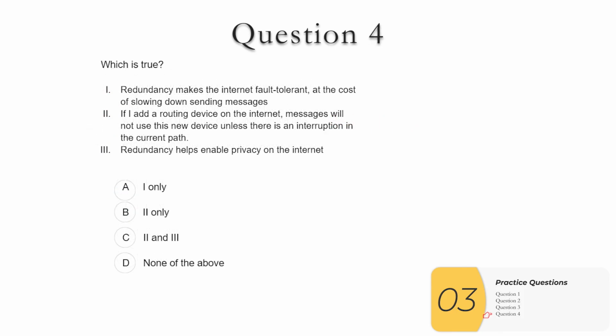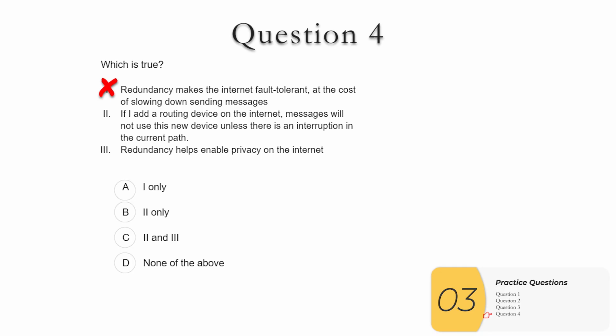Question 4, which is true? 1, redundancy makes the internet fault tolerant at the cost of slowing down sending messages. This is definitely not true. If anything, you get more bandwidth, which is bits per second, the more paths you have coming into you, provided you can use them all at the same time. So anyway, 1 is not true.